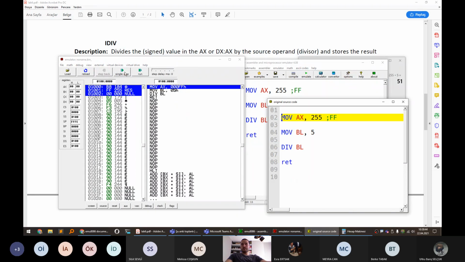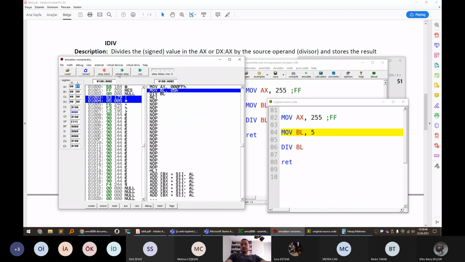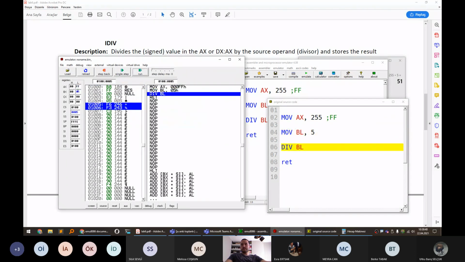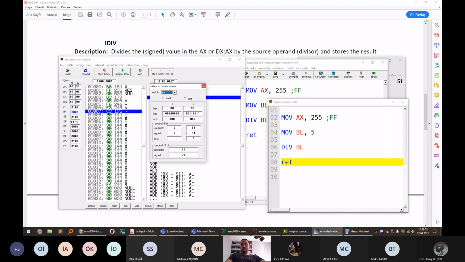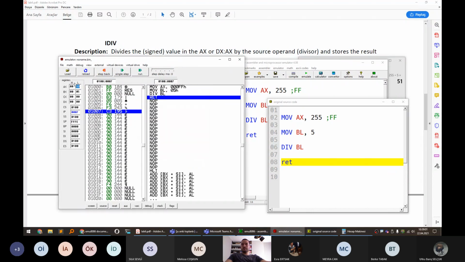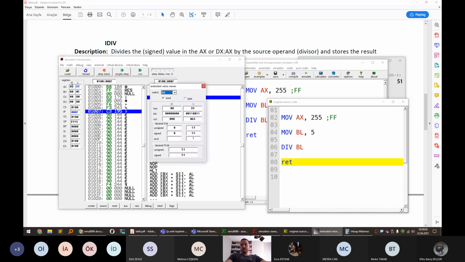Let's emulate this one. Okay, FF, 5. The division, the result will be 51. 32 is hexadecimal, 51 is decimal. There is no remainder. As you can see, remainder is 0.